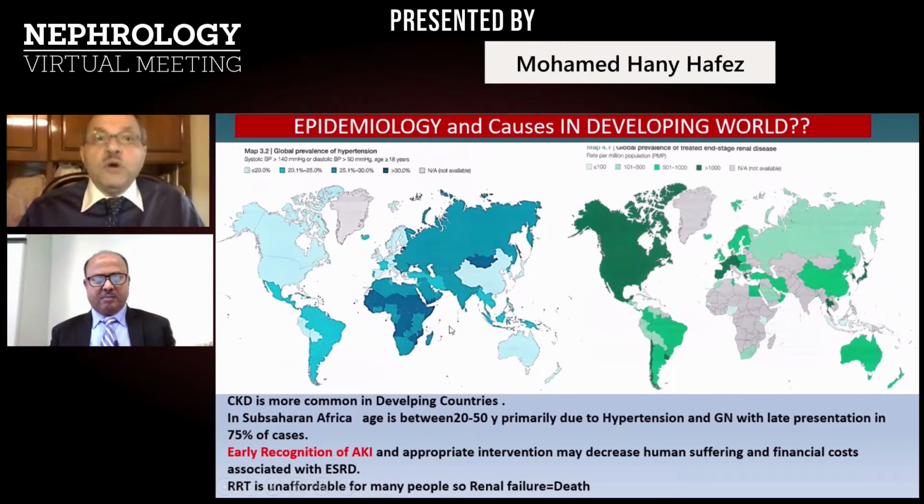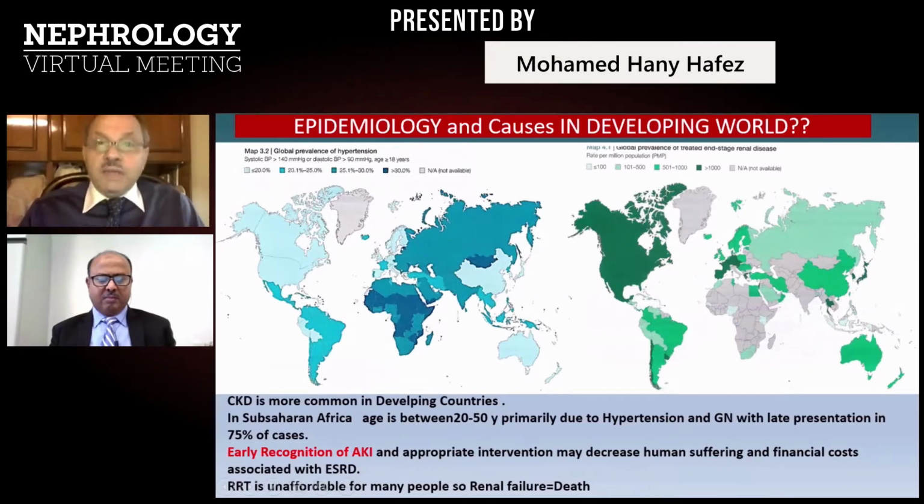And when we see the burden of hypertension in the same places, we see that it is dark blue. So we have a very big burden of hypertension and also a very big burden of diabetes, as I will show you in a minute. And in spite of this, we don't have the facility to treat patients when they develop end-stage renal disease. Also in sub-Saharan Africa, glomerulonephritis is an important cause. So early recognition of acute kidney injury and appropriate intervention will decrease the suffering, because for many of these people, if they go to end-stage renal disease, renal failure means death.